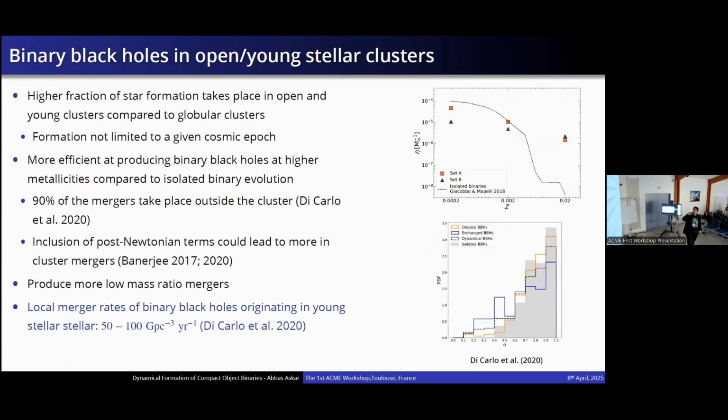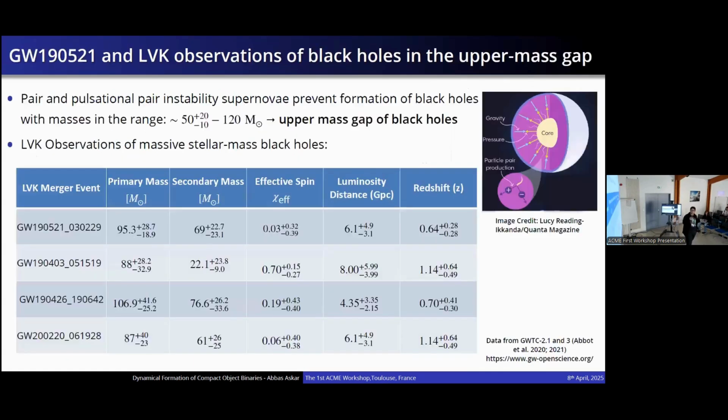And just a quick word on the open clusters and young star clusters. So while in these dense globular clusters not a lot of star formation might have taken place, these young clusters trace star formation, so wherever a much higher fraction of stars could have been born in them. And then it's possible there that dynamics as well can enhance the rates. And in this work from DiCarlo and collaborators in 2020, they actually showed that at high metallicities, these clusters can be more efficient per solar mass at producing binary black holes than isolated binary evolution calculations shown in gray here. And then you can also have low mass ratio mergers produced in these environments. So this is also an interesting consideration.